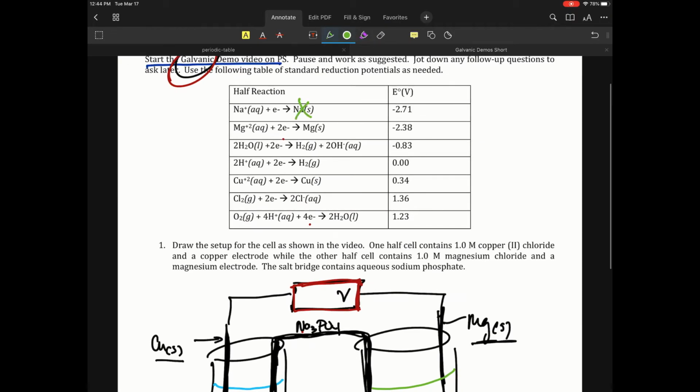So, do we have solid sodium? No, so not an option. Do we have solid magnesium? Yes. Do we have H2 gas or an abundance of hydroxide ion? No. Do we have H2 gas? No. Do we have solid copper? Yes. Do we have chloride ions? Yes, we do, we have that. And do we have water? Yes. All right, so now we've looked at that.